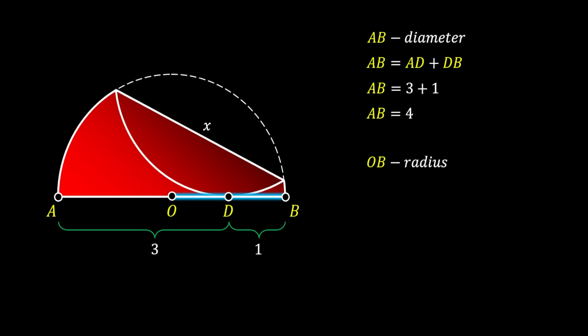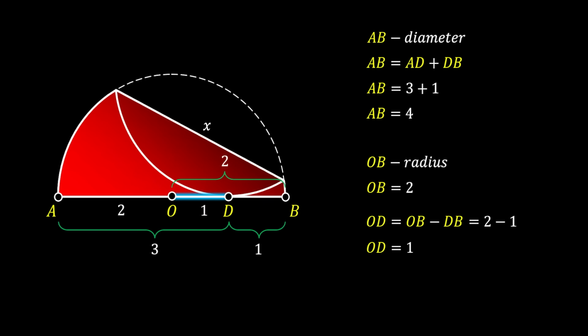But if we take a look at the line OB, you can see that this line represents the radius, and the radius is equal to half of the diameter, so it must have the length of 2. Now the same thing applies for the line AO. This line also represents the radius, so it also must have the length of 2. Now let's take a look at the segment OD. This segment can be calculated as the difference between our radius OB and the segment DB, and if we substitute the values from the sketch, we can easily get that this segment must have the length of 1.